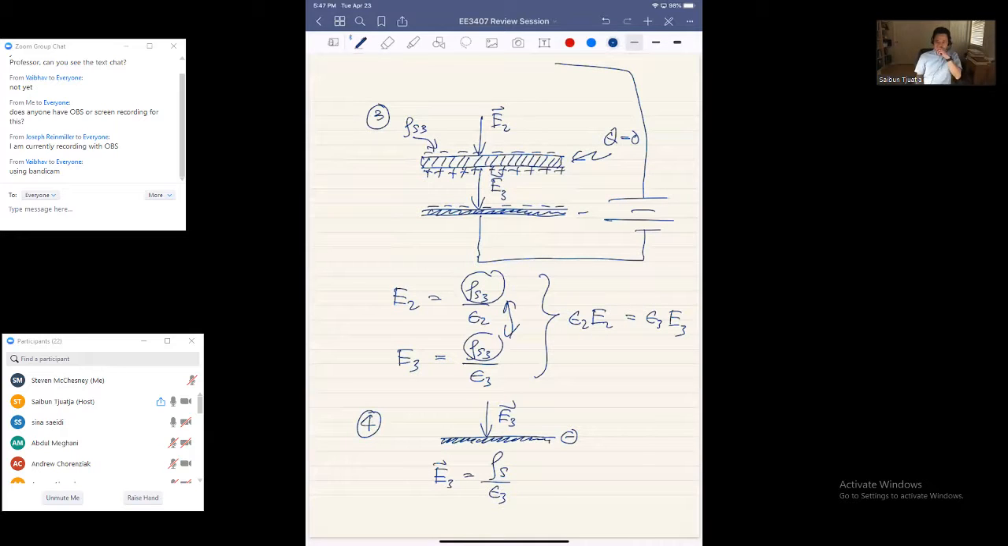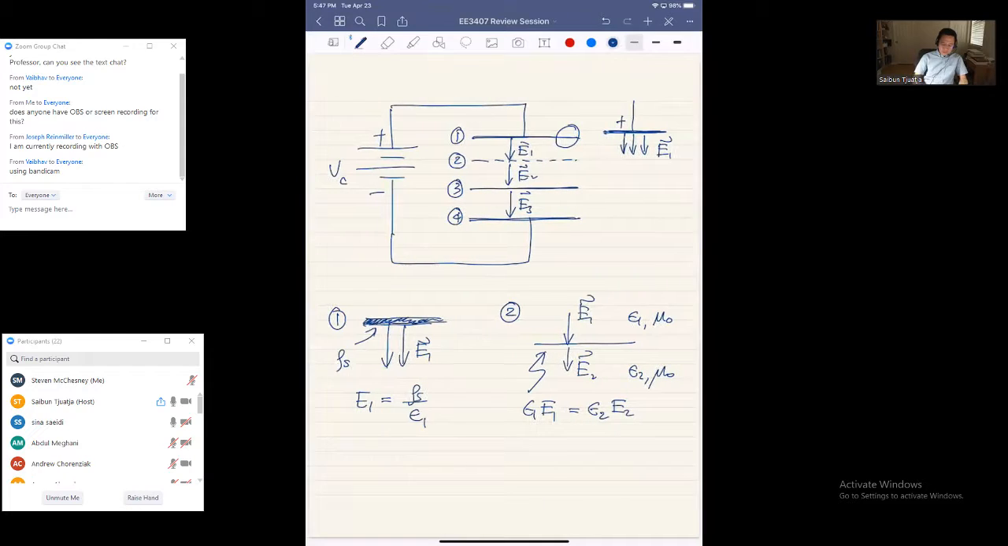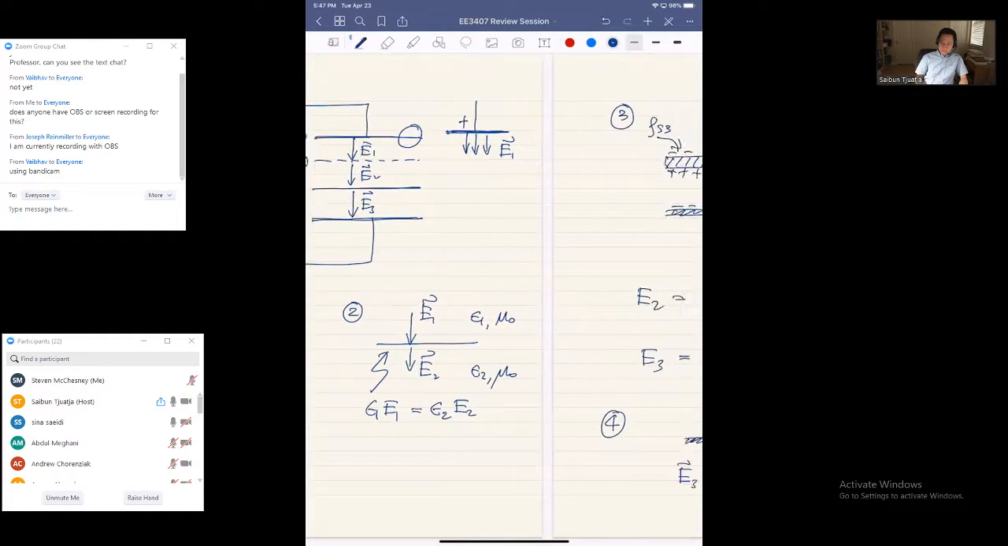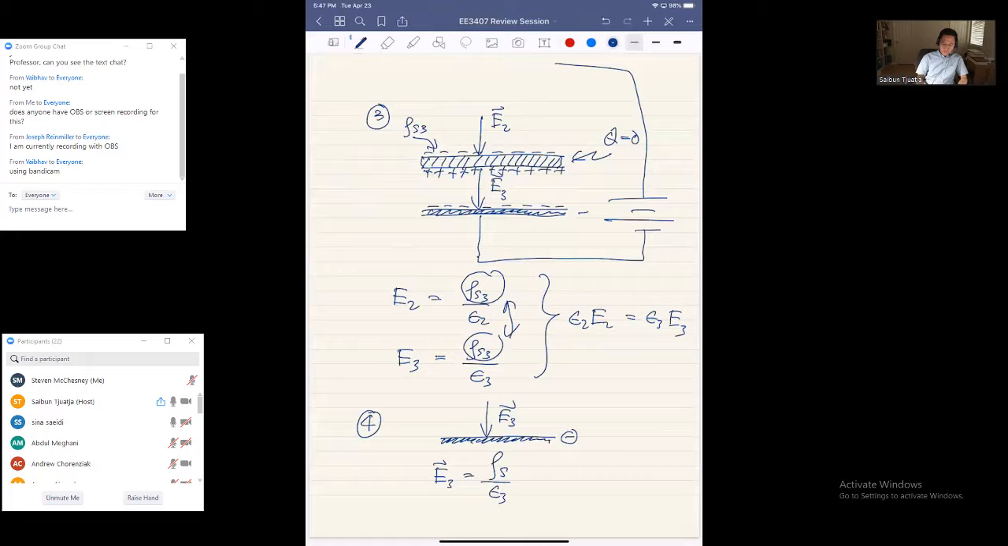Okay. So now we have described the boundary conditions. Here's the first one, which I call the top one, rho S. The second one is like this, just simple boundary conditions. The third one, I account for like this. So you can see this is the result, epsilon 2 E2 equals epsilon 3 E3. And then finally, I have this rho S, right?